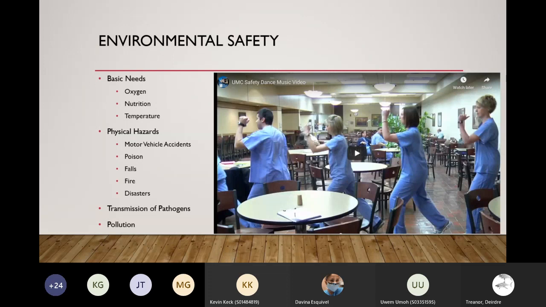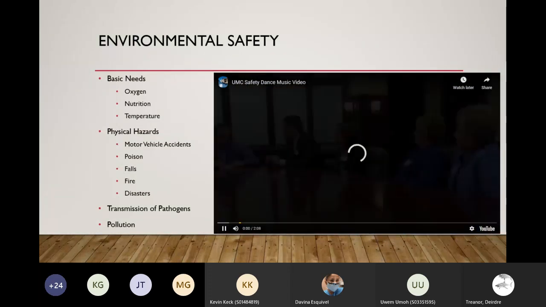Transmission of pathogens. A pathogen is any microorganism that is capable of producing an illness. So a lot of times we'll use immunization to reduce and prevent transmission of disease. If you guys haven't learned about transmission yet, you haven't been watching the news. And then we talk about pollution, a harmful chemical or waste material discharged into water, soil, or the air. So now I have a quick little video for you guys.